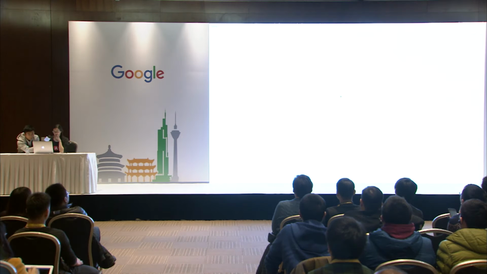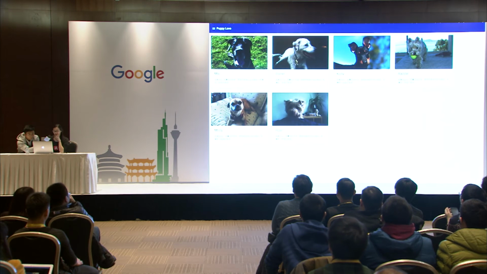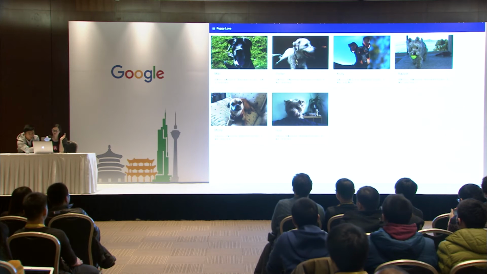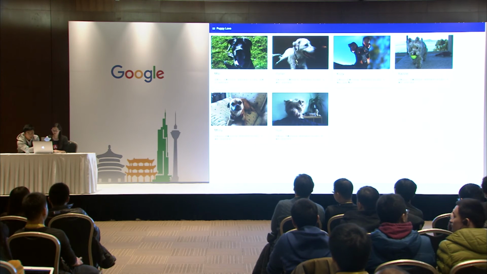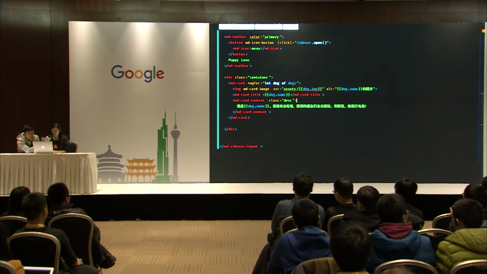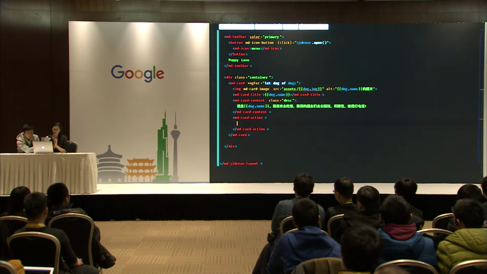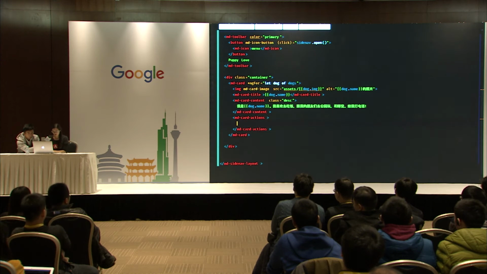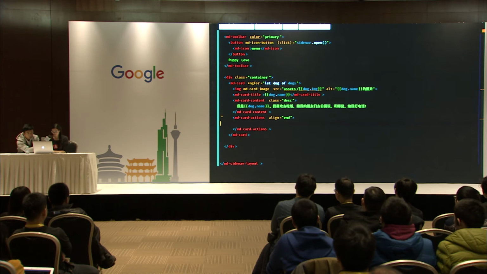So hopefully the image will show up. Okay, nice. Now we have these lovely dogs. So next, let's create a way for your dog to interact with all of these handsome dogs. So we can create a card actions section, and we're going to align it on the end. That just puts the buttons on the right side.